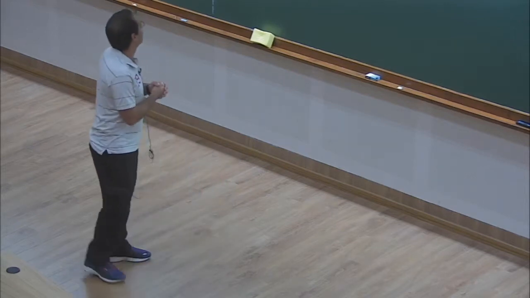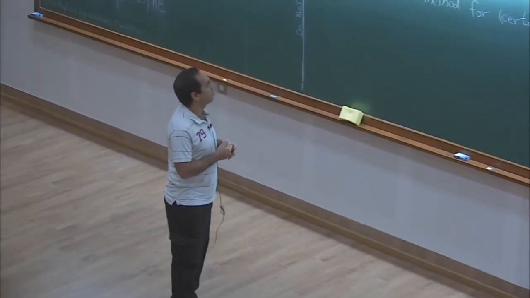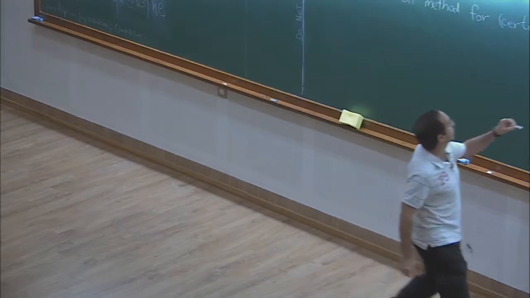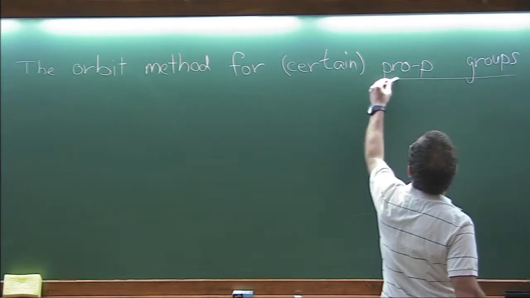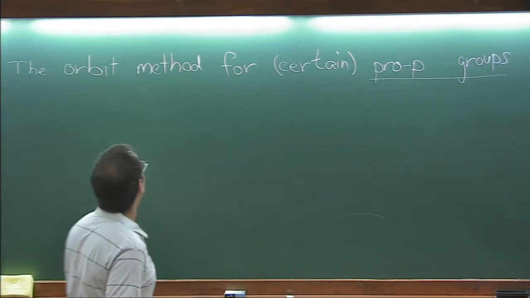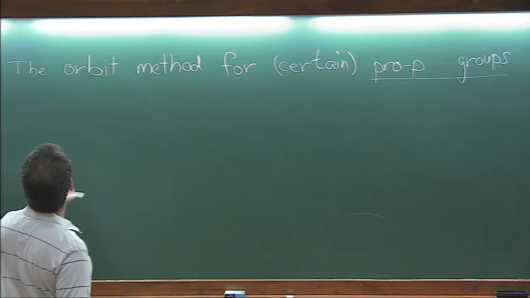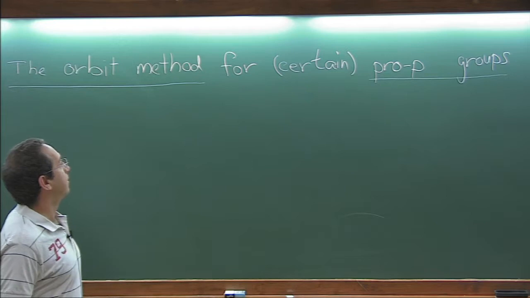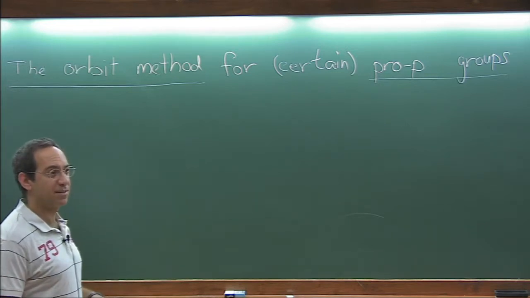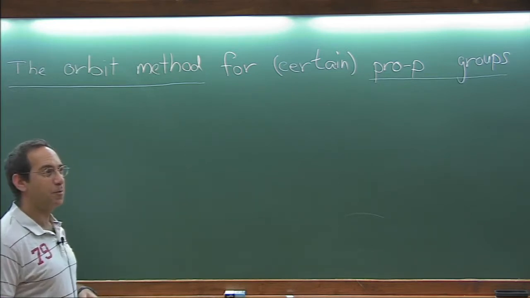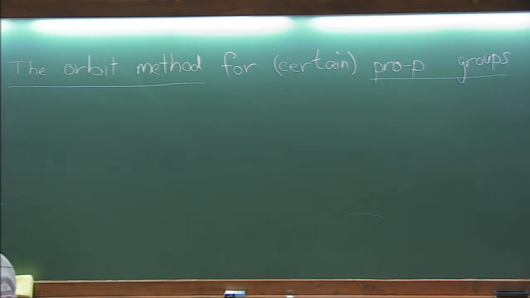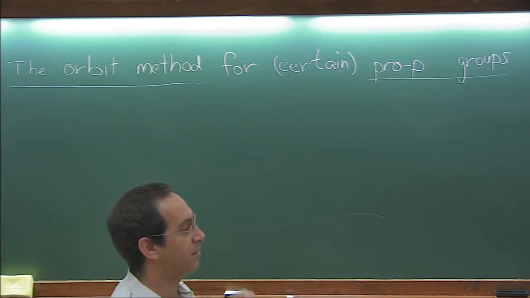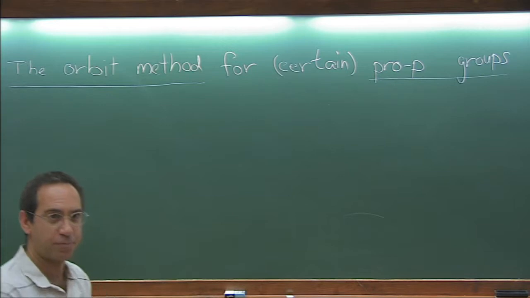So far, we almost explained the title. In the first lecture, we explained what p-adic groups are. In the second one, we explained what the orbit method means. And the last term that I need to explain is what "uniform" means. So that's going to be the first part of the talk today. And then we'll move to the orbit method.